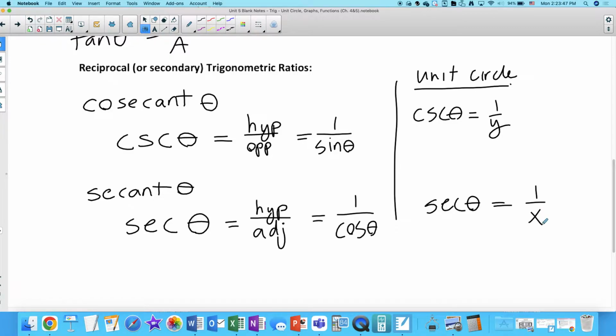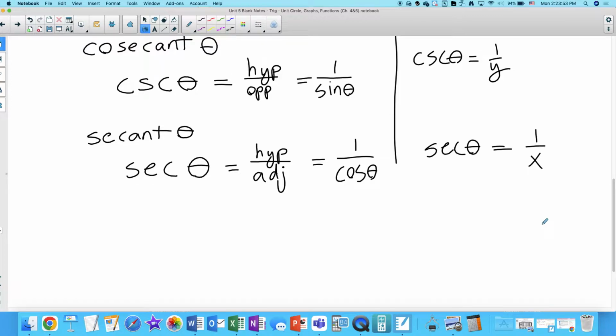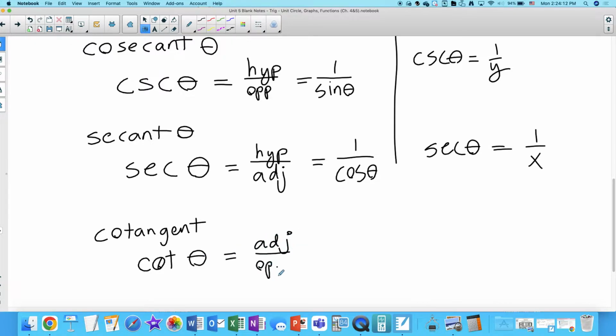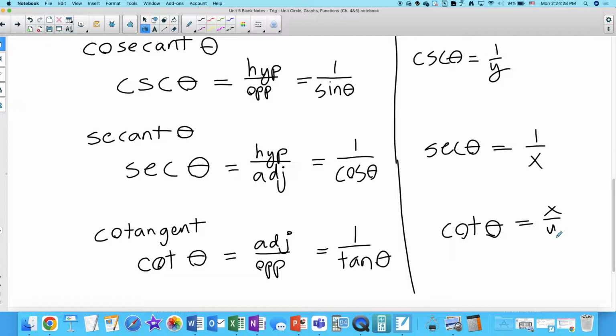Okay? And then there's one left, which is the reciprocal of tangent, and that is called the cotangent ratio, COT. And that's the reciprocal of tangent. So it is adjacent over opposite, or 1 over tan. Okay? And on the unit circle, cotan theta is equal to x over y, because tan of theta is y over x, so it's the reciprocal of that.